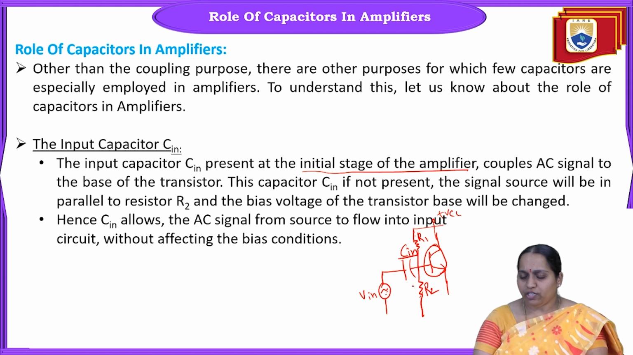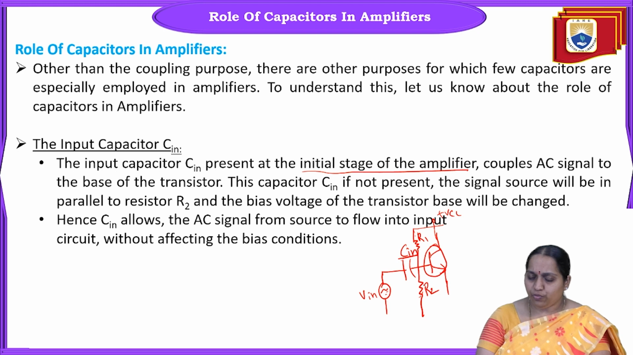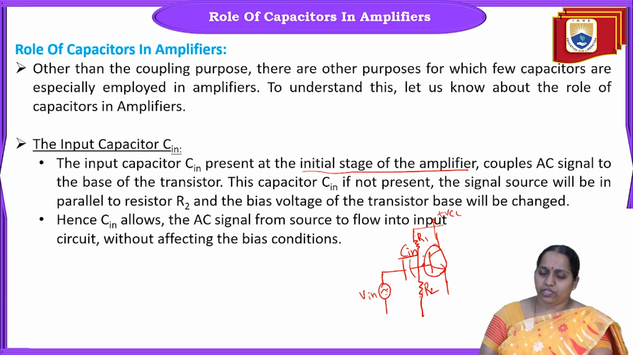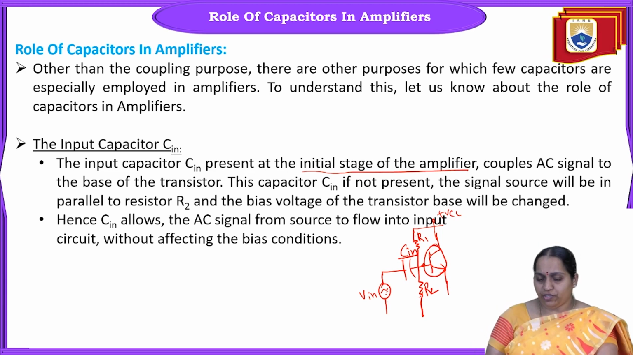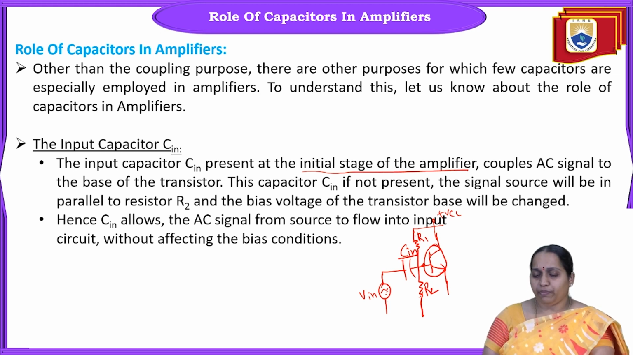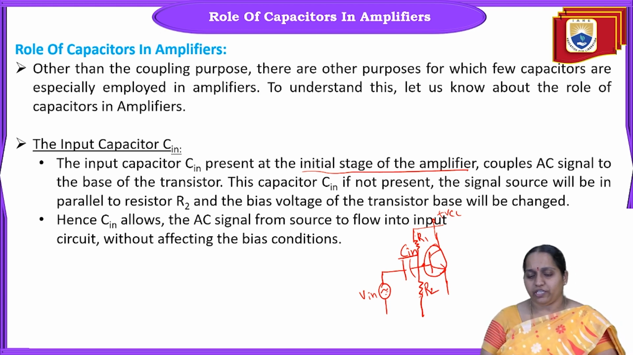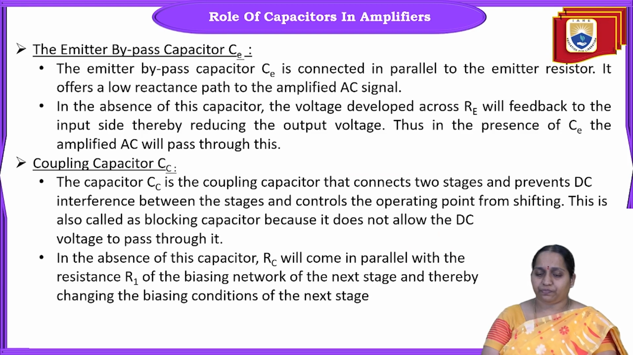Okay. So as a result, what will happen? The signal source will be in parallel to R2. So the base voltage applied to the transistor base will be changing. So CN allows the AC signal from the source to flow into the input circuit without affecting the biasing conditions. This is the main use of the input capacitor CN. CN is called the input capacitor.